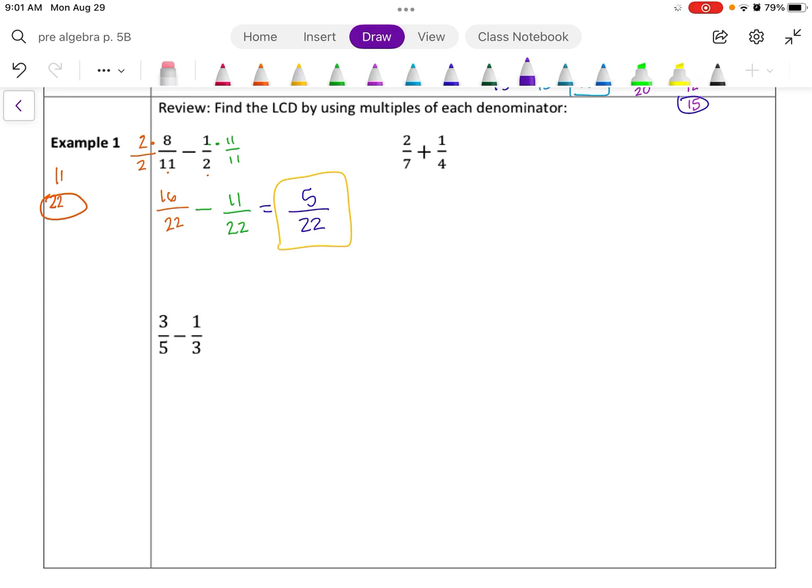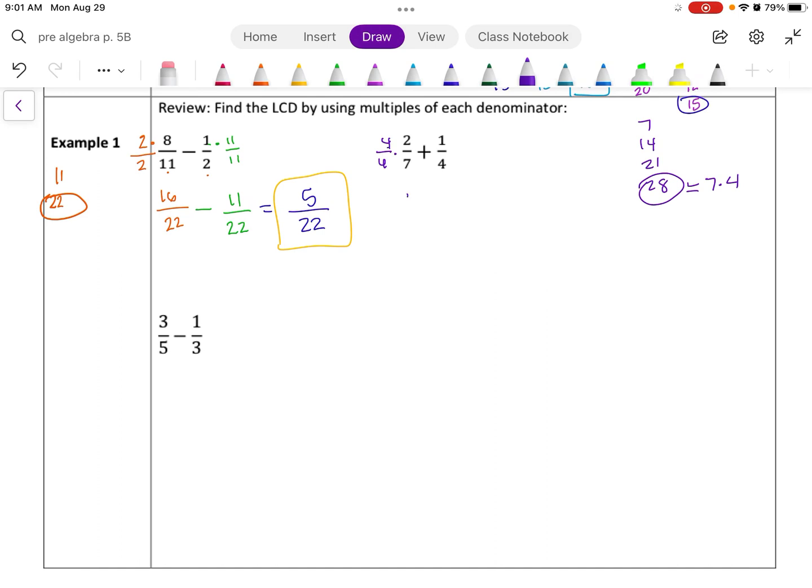Let's try this again. So we have 2/7 plus 1/4. Well, 7 and 4 don't go into each other. So let's think about it. 7 goes into 7, 14, 21, and 28. Well, 4 goes into 28. Right? 28 is actually 7 times 4. So again, we find our denominator by taking 7 times 4 because they don't have any other factors in common, and that's the smallest number that they go into. So we're going to take 2/7 and multiply it by 4/4.